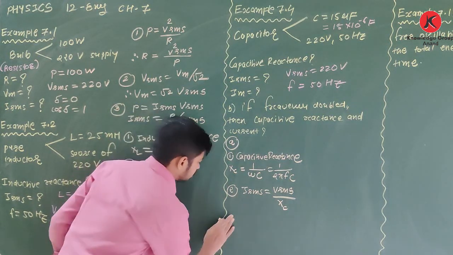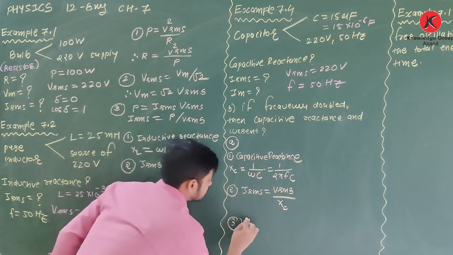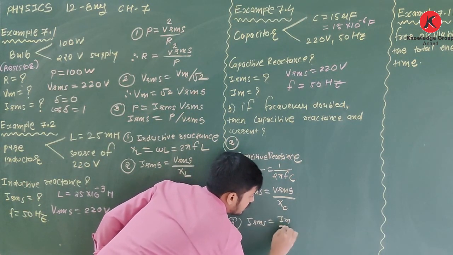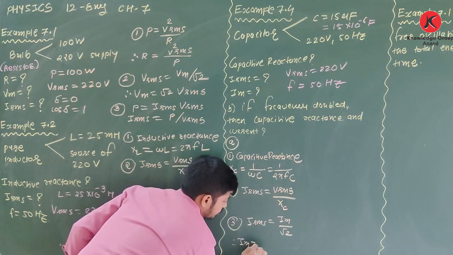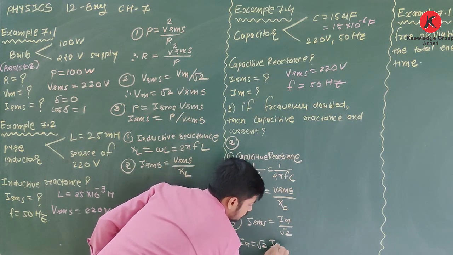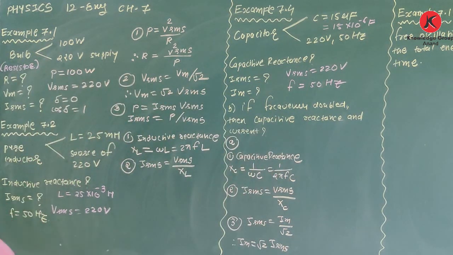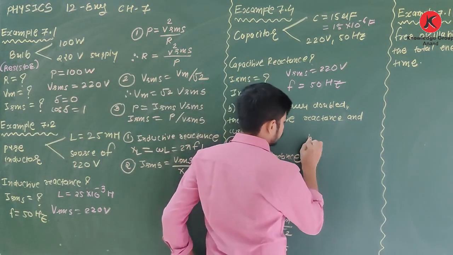Third question. You have to find the value of Im. Again we have one relation, that is IRMS is equal to Im upon root 2. Therefore Im is equal to root 2 times IRMS. Clear about this? So yes, this was the question about the capacitor. Now what is question B?